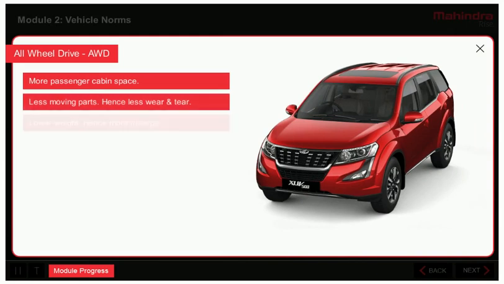AWD stands for all-wheel drive. As it says, all the 4 wheels are powered. Benefits of this layout are: better road grip, hence better drivability, effective braking, suitable for off-roading and bad patches. XUV 500 features all-wheel drive layout.